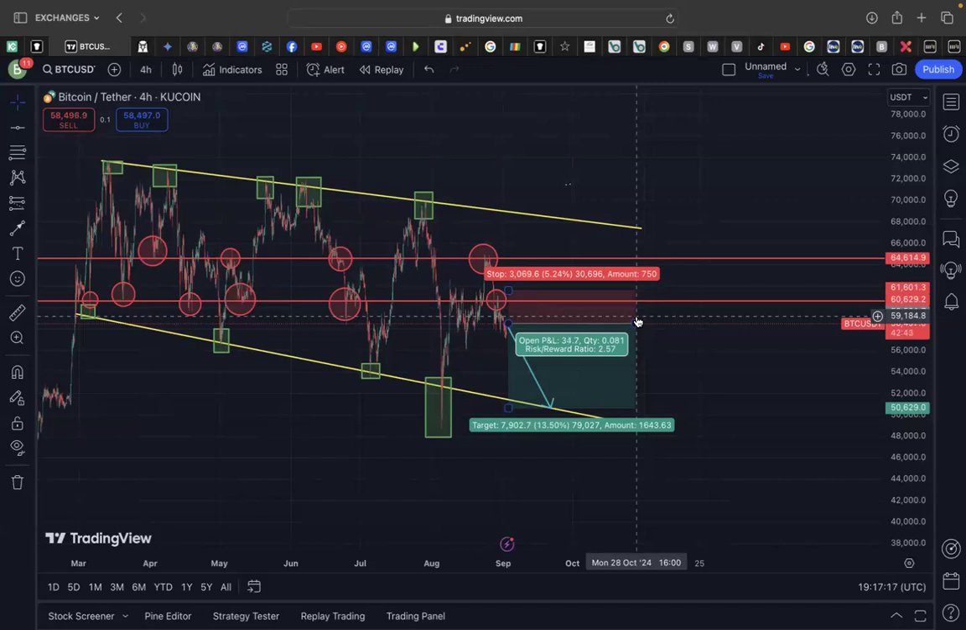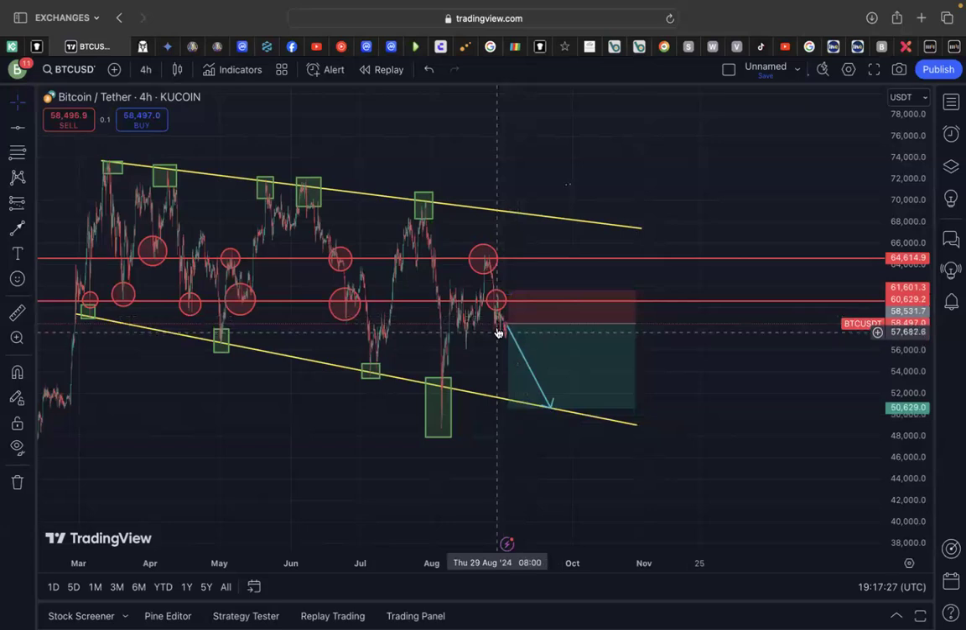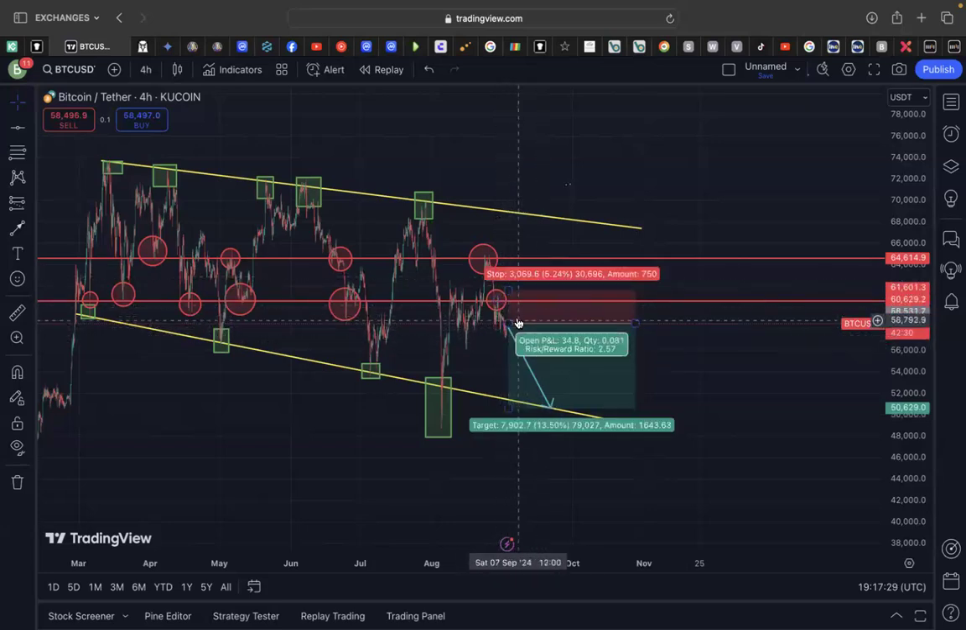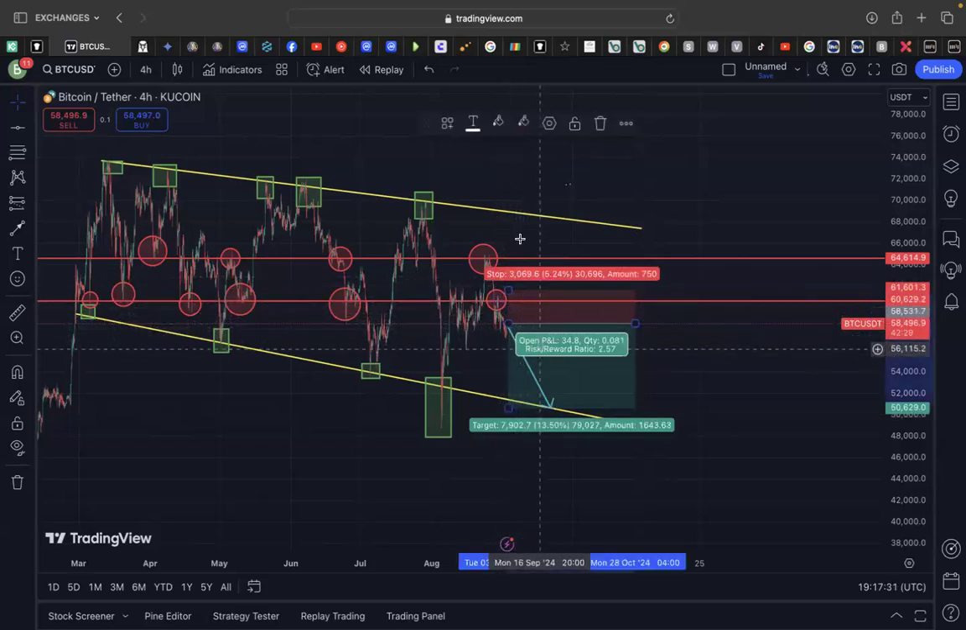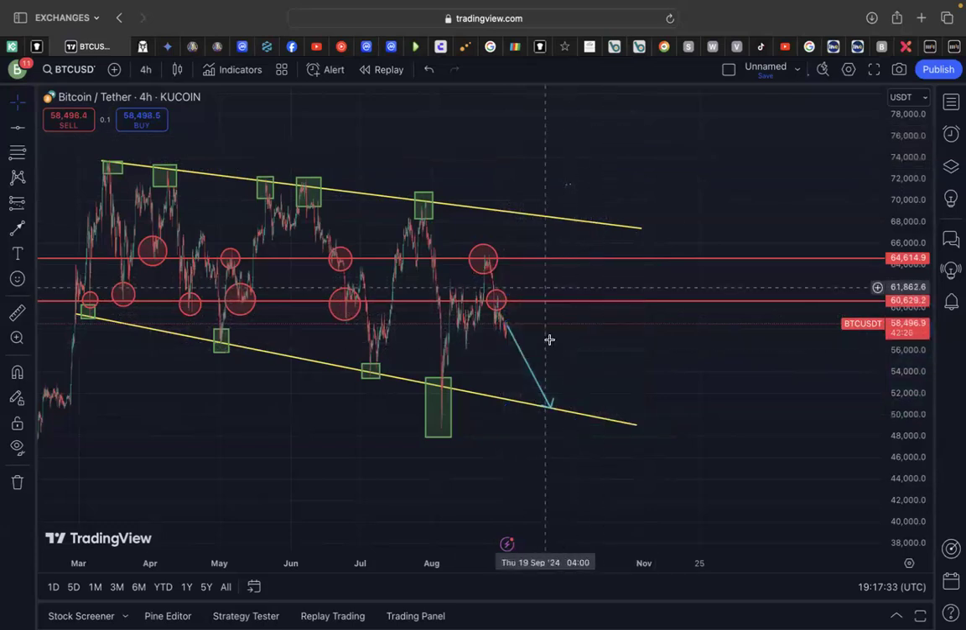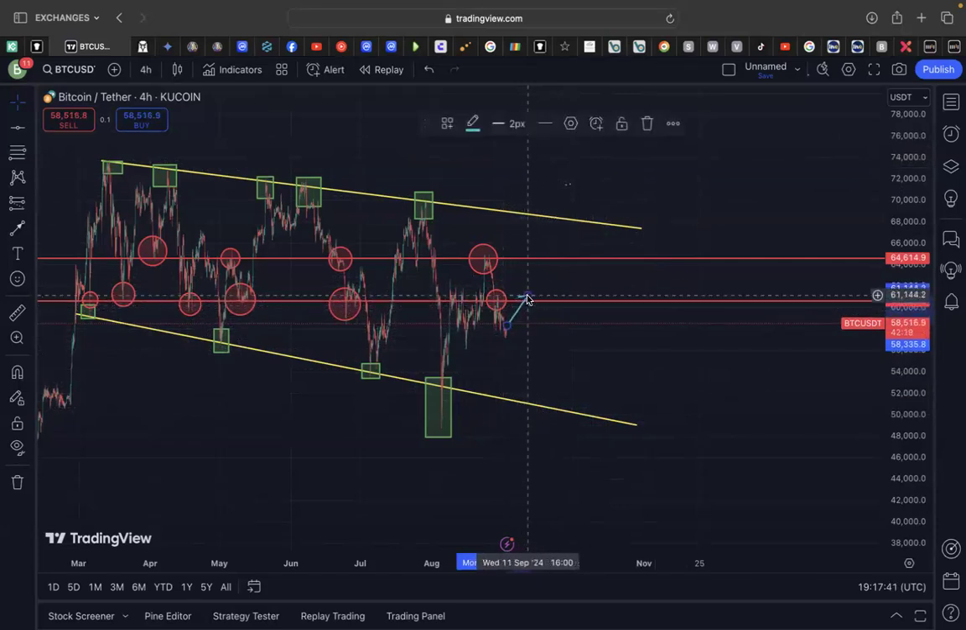50,700, 50,600 is our take profit if we're going lower. But if we go above 60,000, then my trade will be invalid. I know once we break above 60,000, then my short is invalid.